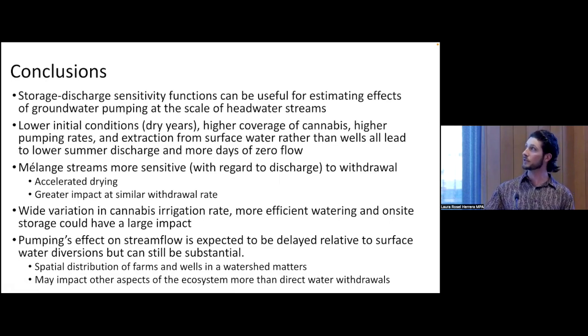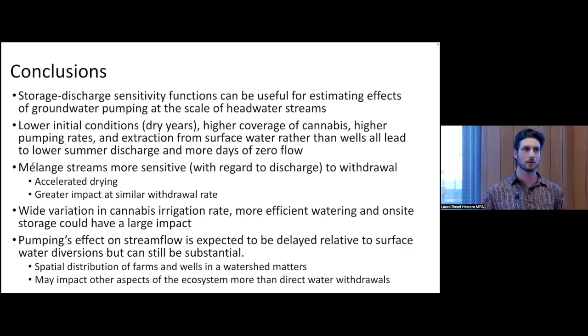Dry Creek was more sensitive to water withdrawals compared to Elder Creek, and that resulted in accelerated drying and greater impacts from similar withdrawal rates. Like I mentioned, there's a wide variation in cannabis irrigation efficiency, so there's a lot of work that could be done to optimize that, including on-site storage, which might decouple plant demand from extraction time of water from these water sources. And then pumping's effect is expected to be delayed relative to surface water diversion.